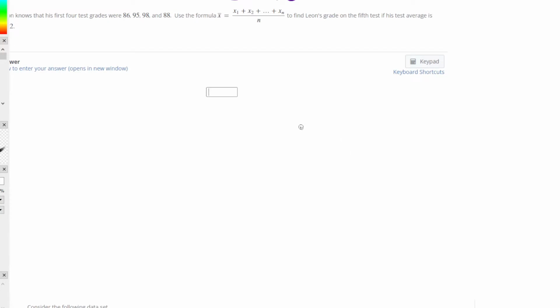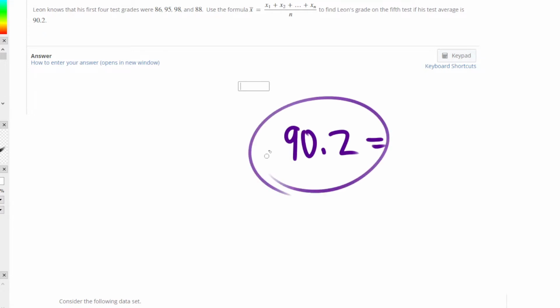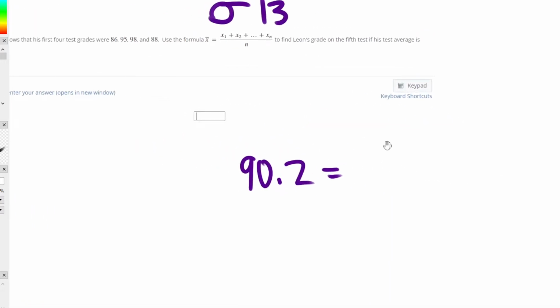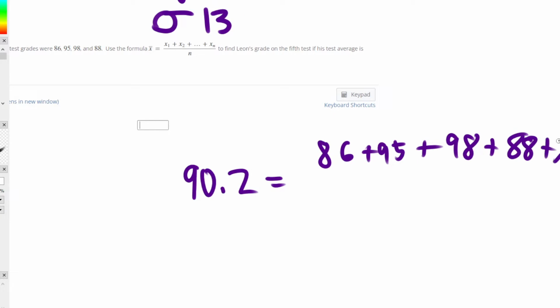So it gives us our first 4 test grades. He has one more test grade, but we don't know what it is, and we know that his average is 90.2. To find an average, which we already know the average, we have to add all of our numbers up. So 86 plus 95 plus 98 plus 88, and then plus our unknown test score, which we'll label X, and then divide by however many values we have, which is 5.